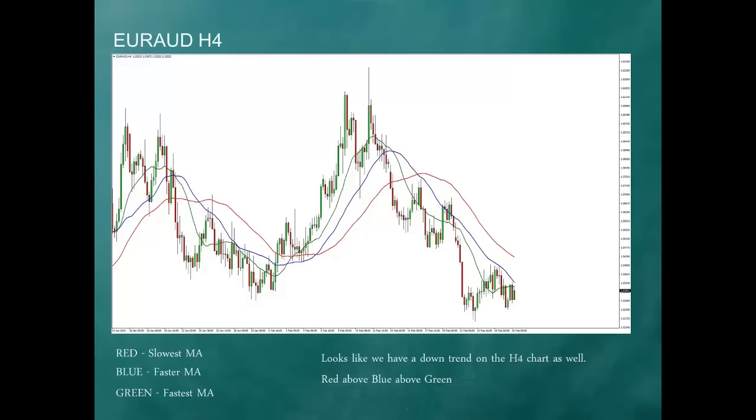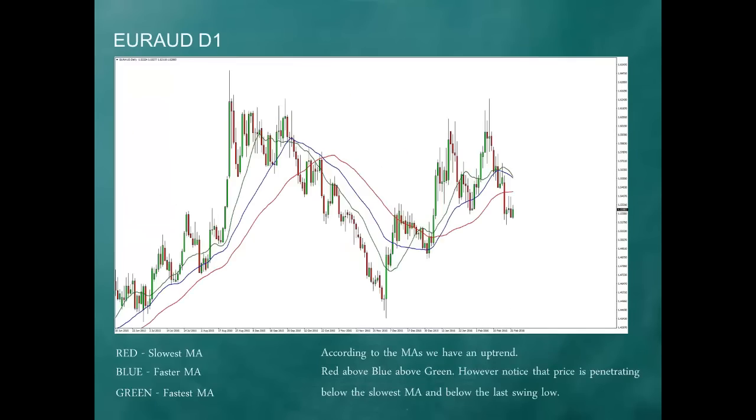So let's take a look at the 4 hour chart, if that's the case, right? Same story here. On the 4 hour chart, we can see it is bearish, right? Green, the fastest one here, is below the blue, and the blue and the green together are below the red. Pure bearish, right? On the daily chart, vice versa. Okay, the green is above the blue and both above the red.